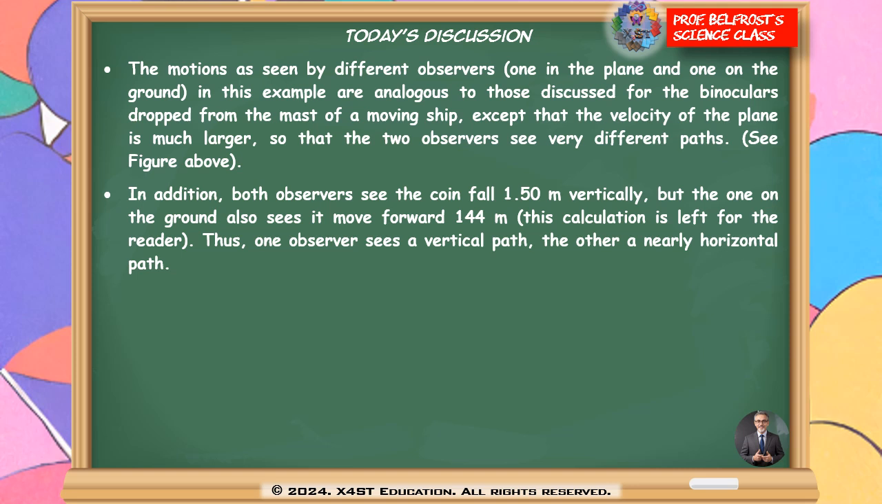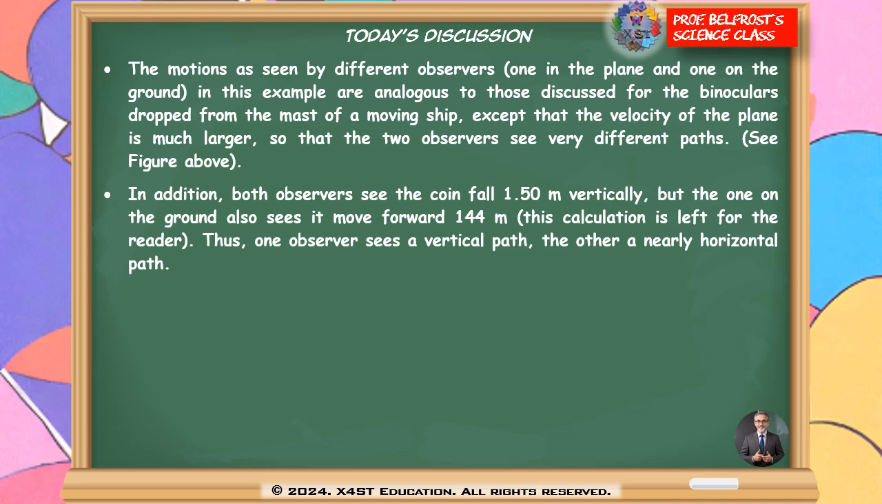So the motion as seen by different observers, one on the plane and one on the ground, in this example is analogous to the binoculars dropped from the mast of a moving ship, except that the velocity of the plane is much larger. In addition, both observers will see the coin fall 1.5 meters vertically, but the one on the ground also sees it move about 144 meters. Thus, one observer sees a vertical path and the other sees a nearly horizontal path. How did I get this number? I want you to calculate it by yourself using the data shown on the previous slides.